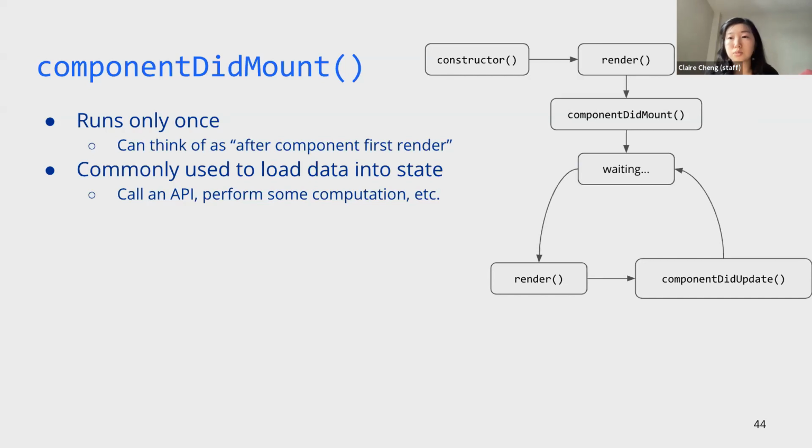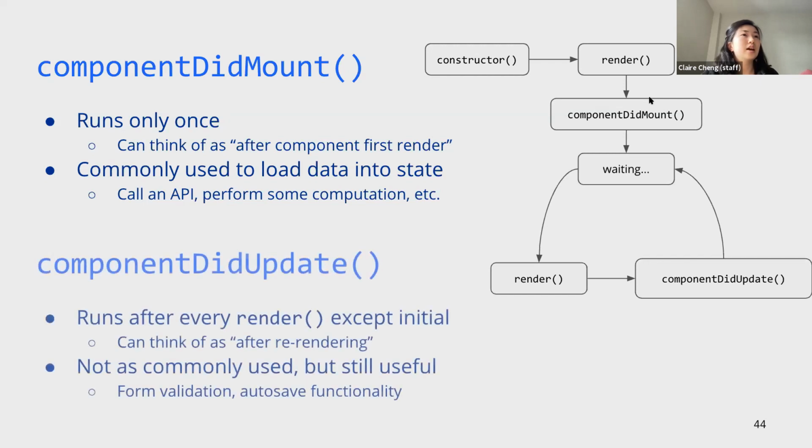Since it only happens once, you don't want to put computationally heavy stuff in render, because render happens every time you update the state, and you don't want to calculate a bunch of stuff every time you update the state. That just makes your website really slow. So for computationally heavy stuff, you put it in component did mount, and it only runs once when you load the web page. And then component did update runs after every render except for the initial render.